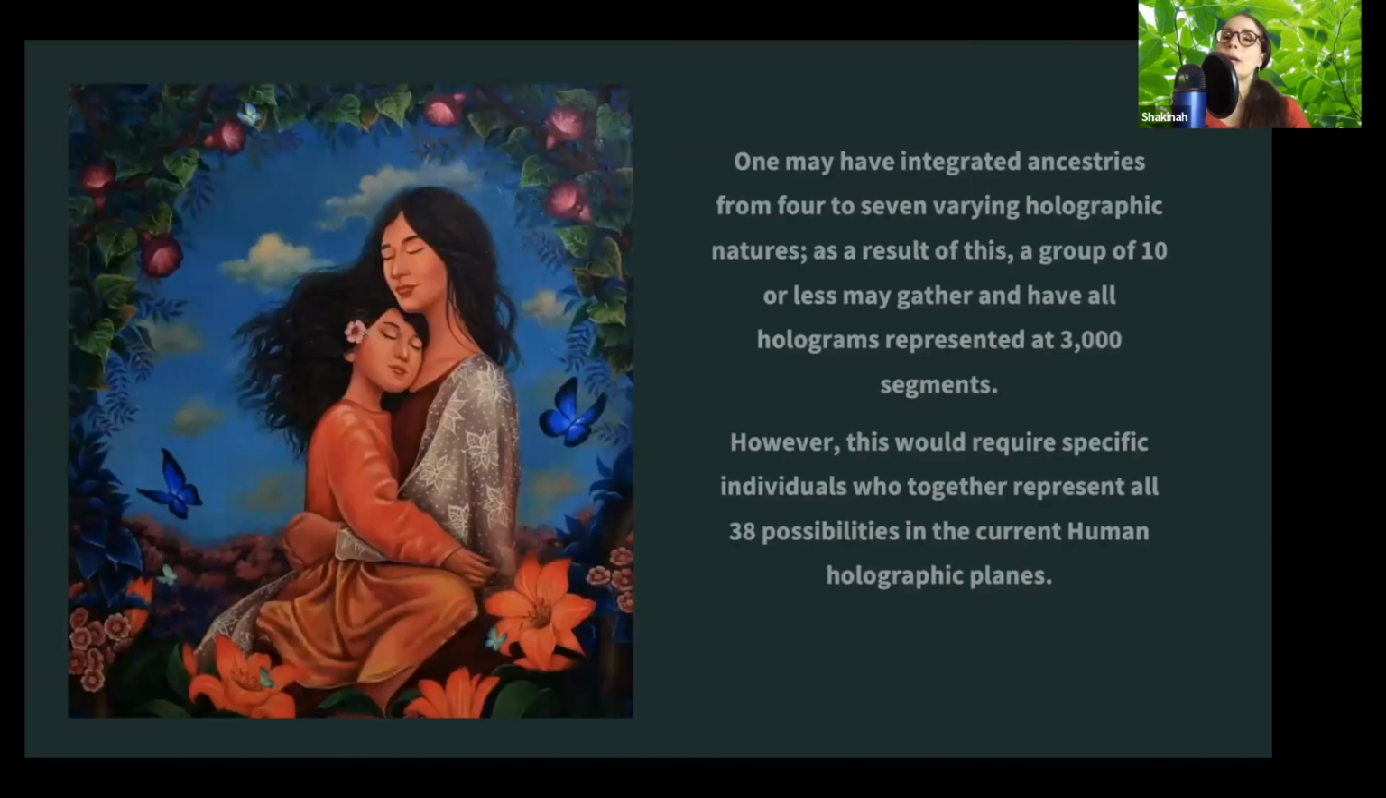One may have integrated ancestries from 4 to 7 varying holographic natures. As a result of this, a group of 10 or less may gather and have all holograms represented at 3,000 segments. However, this would require specific individuals who together represent all 38 possibilities in the current human holographic planes.